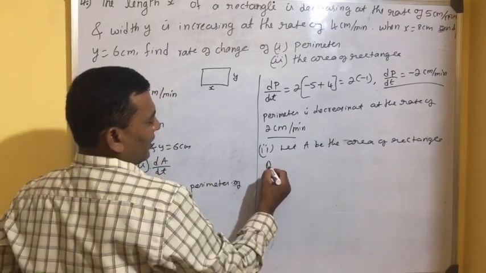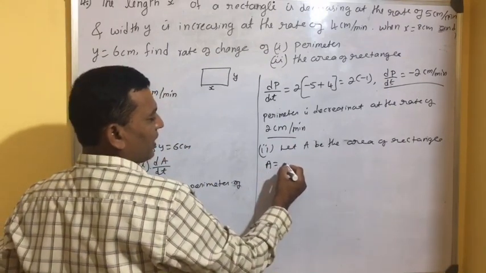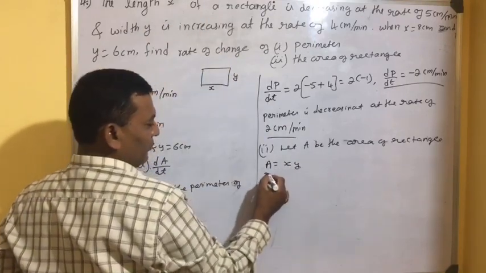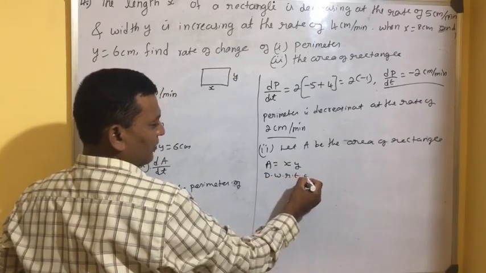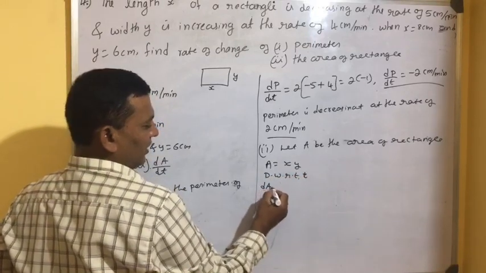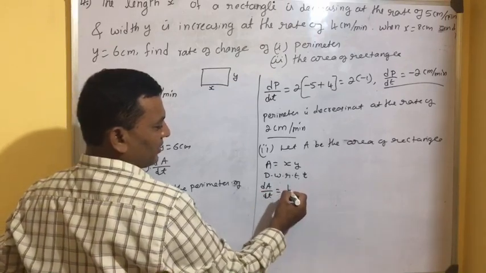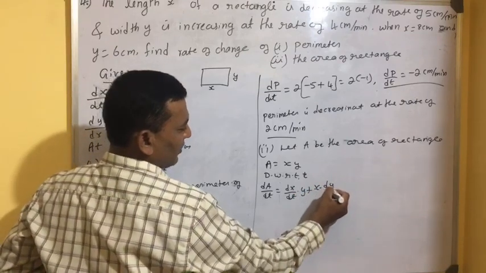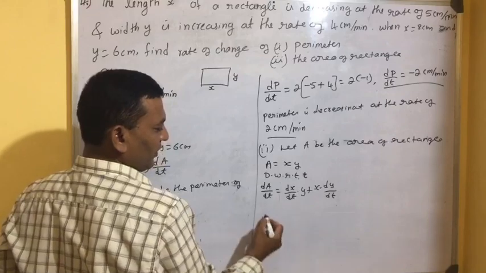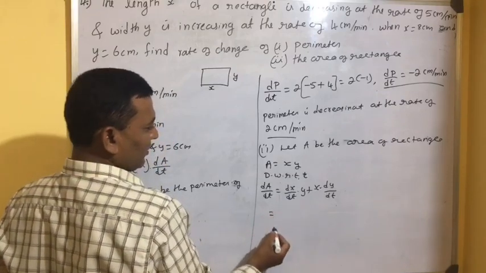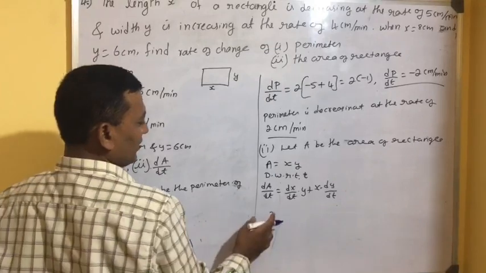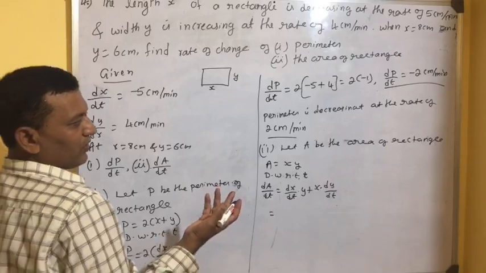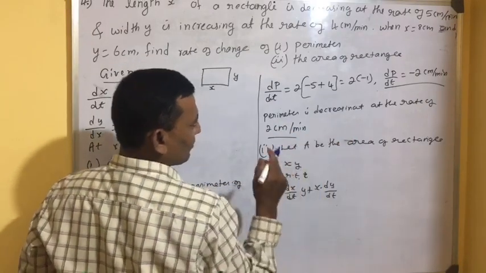Now area of the rectangle is given by length into width. Here length is given x, width is y, so it is x into y. Now if you differentiate this with respect to time t, then dA by dt, by the product rule, is dx by dt into y plus x into dy by dt. We know dx by dt, and also we know x and y, they are given at x equal to 8 and y equal to 5. Here we did not get that opportunity to substitute, so we did not do it, but here we have to use that.